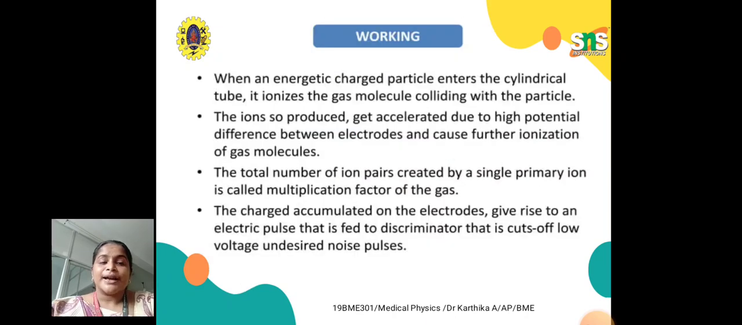Here the working is: when an energetic charged particle enters the cylindrical tube, it ionizes the gas molecules colliding with the particle. The ions so produced get accelerated due to the high potential difference between the electrodes and cause further ionization of gas molecules. The total number of ion pairs created by a single primary ion is called the multiplication factor of the gas. The charge accumulated on the electrodes gives rise to an electric pulse that is fed to the discriminator, which cuts off low voltage undesired noise pulses.